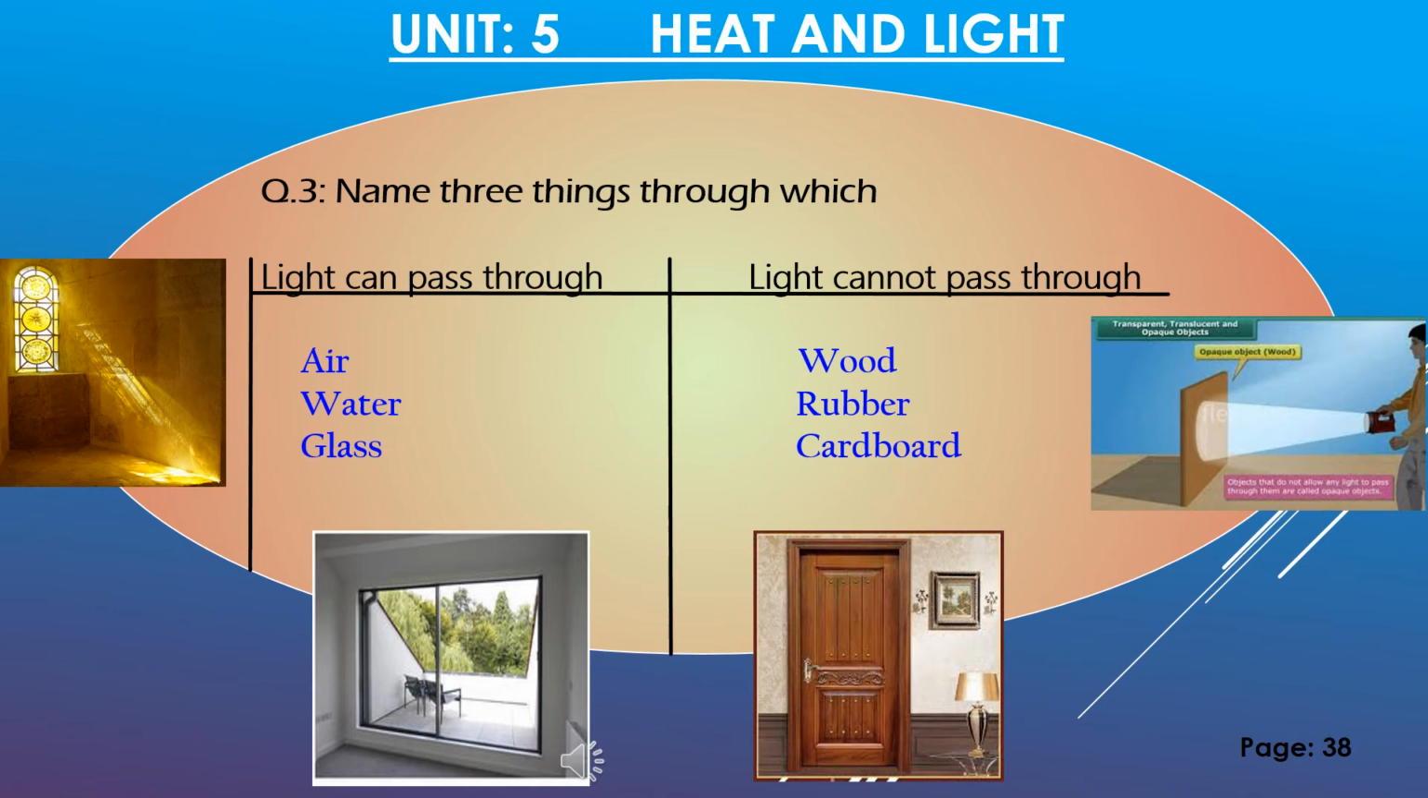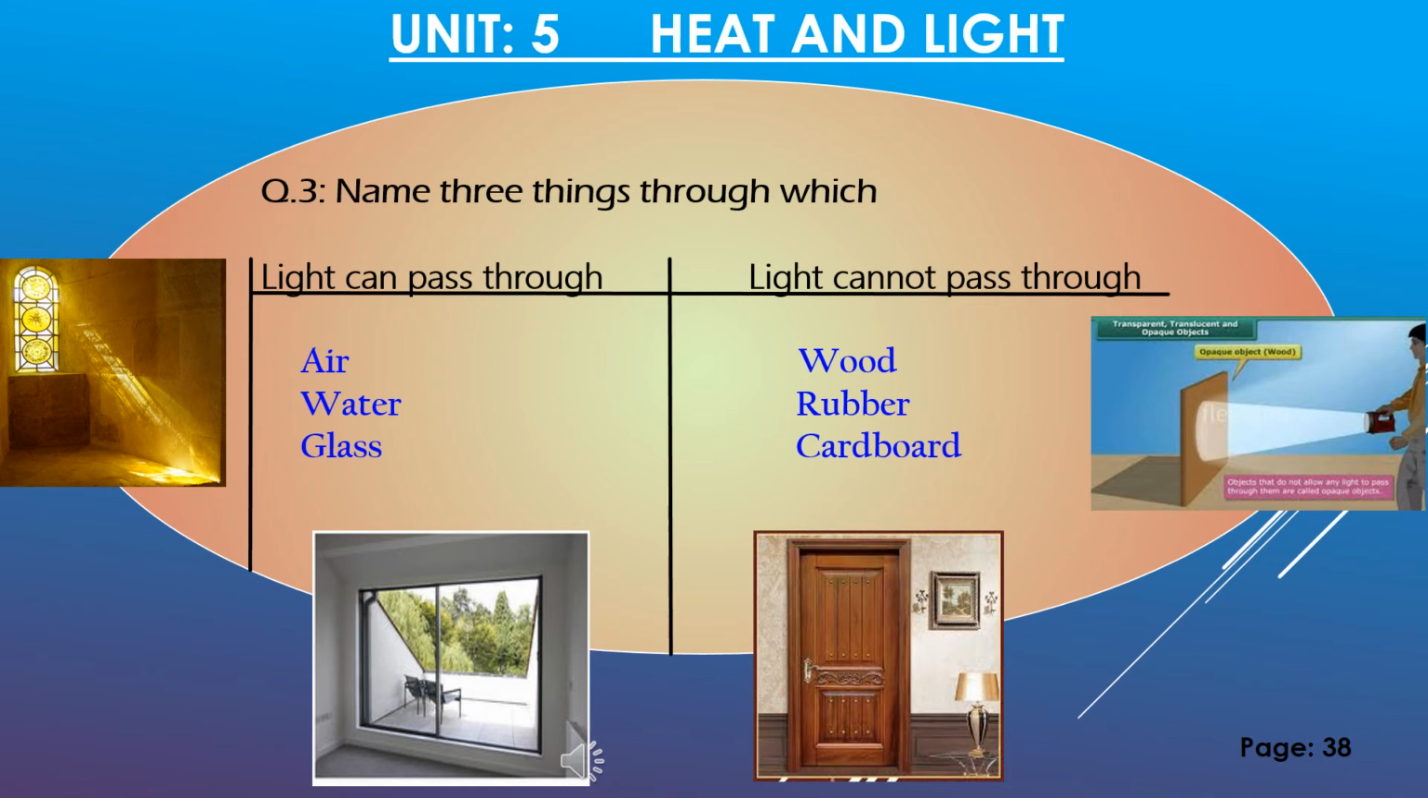And under the heading light cannot pass through, you have to write 3 things, and I have written wood, rubber, cardboard. Okay, I repeat, light can pass through air, water, glass. Light cannot pass through wood, rubber, cardboard. Okay students, I hope you have done this question number 3.